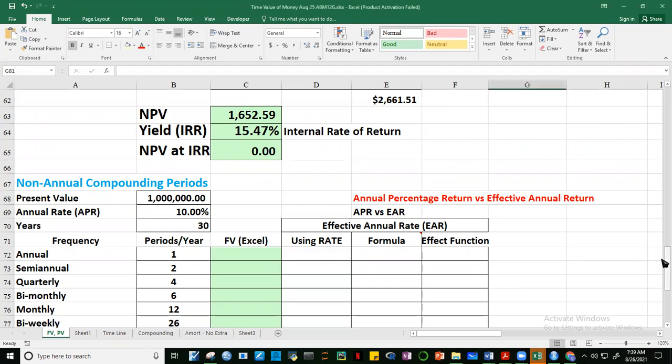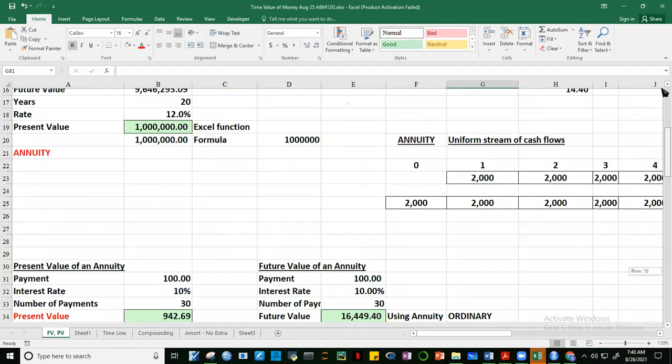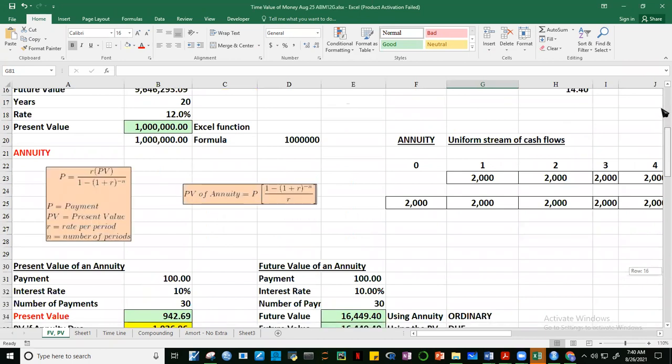So far, what we have done was to use the time value of money concepts and learned how to compute for either the future value, the present value, or the annuity payment.